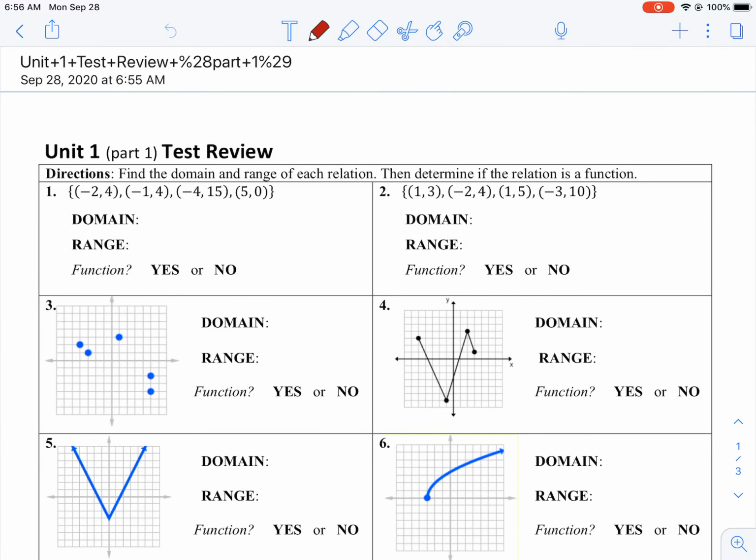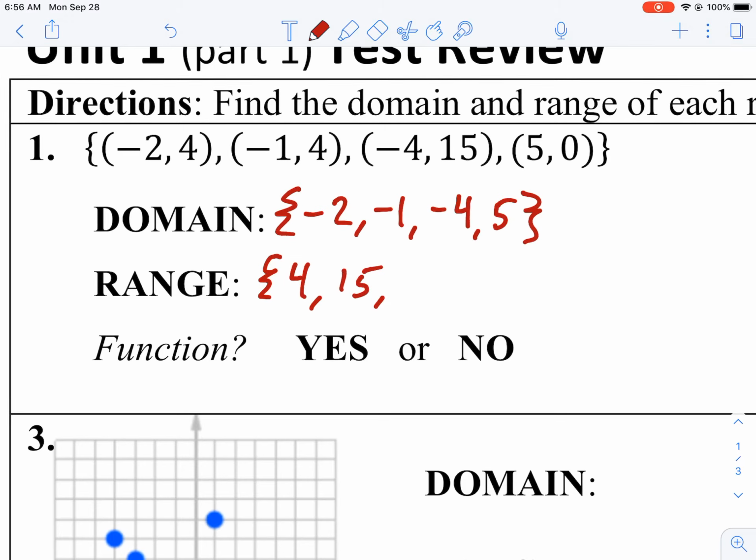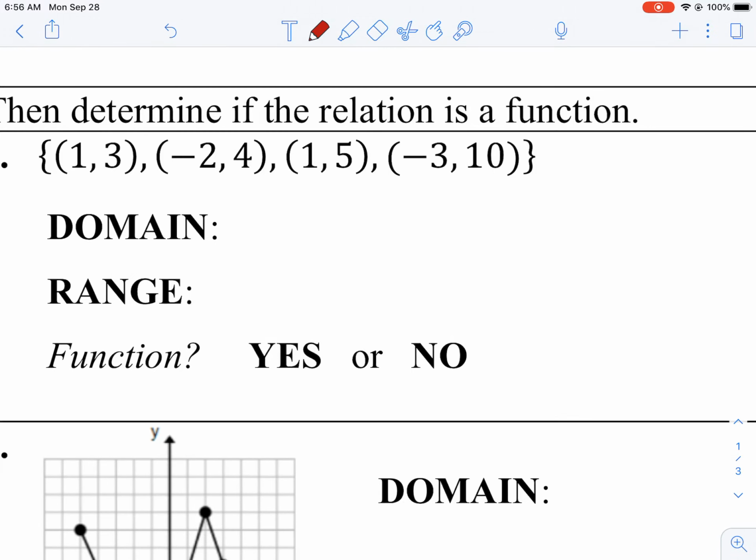So question 1, domain and range when given points. That's when you use the squiggly brackets and you just list out the numbers. So the domain values will be the x values, which are the numbers that come first in the coordinate. The range values are the y values, which come second. And you don't need to put 4 twice, you can just put 4 once. Is this a function? All the inputs are different, so yes, it is a function.